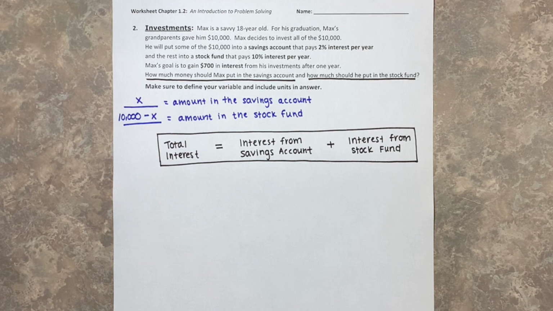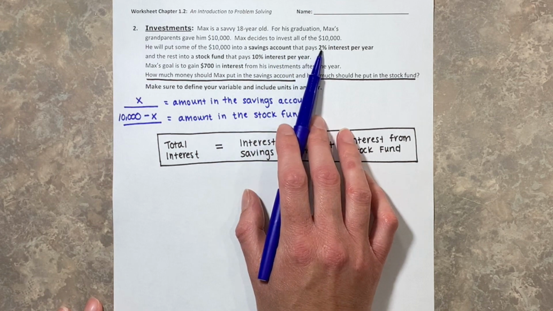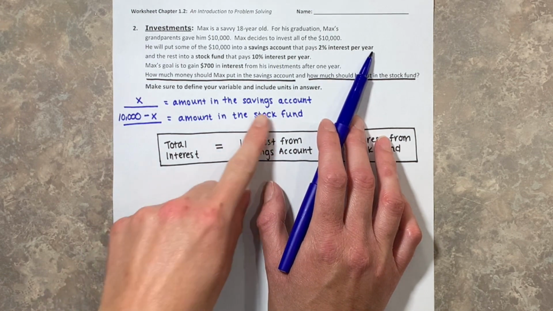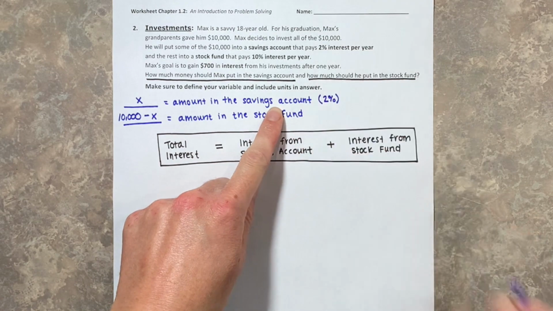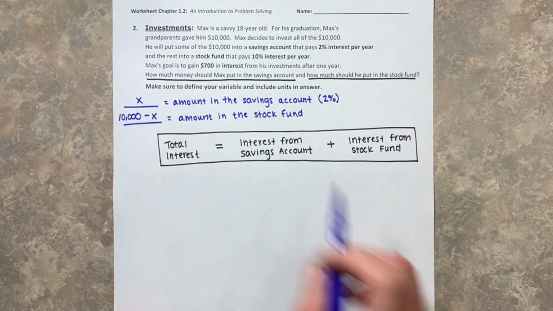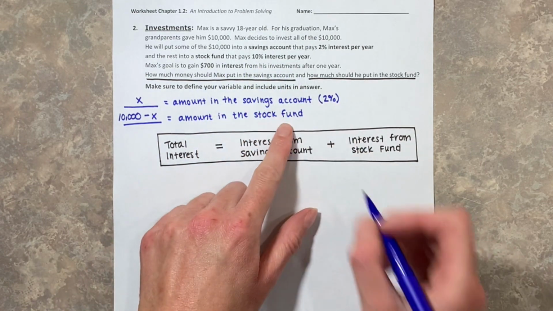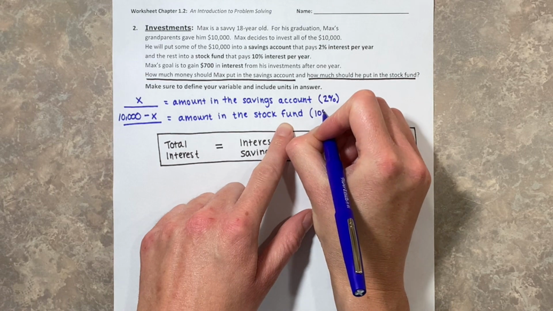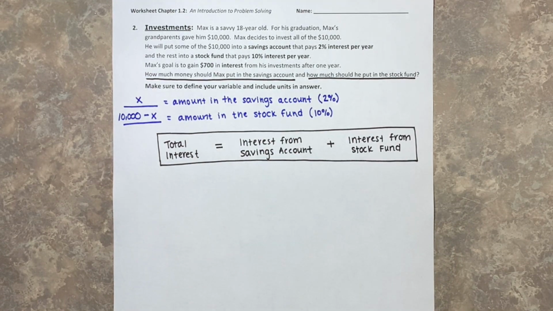To start, I'm going to look at the interest percentages that are given. Let's see. The savings account pays 2% interest per year. So I'm just going to put a 2% next to our savings account here, just to organize our information. Then we're told that the stock fund pays 10% interest per year. So I'm going to put a 10% next to our stock fund, just to organize the information. Now, what is the total interest?